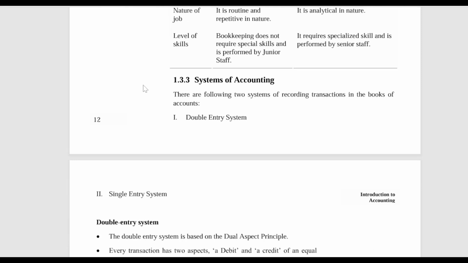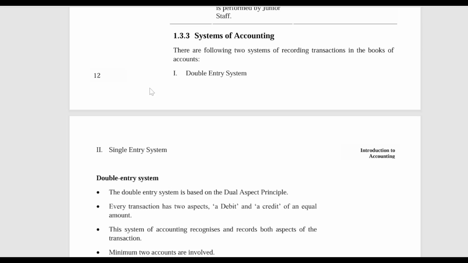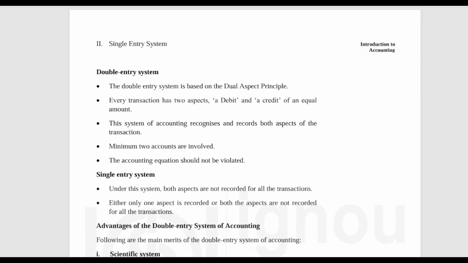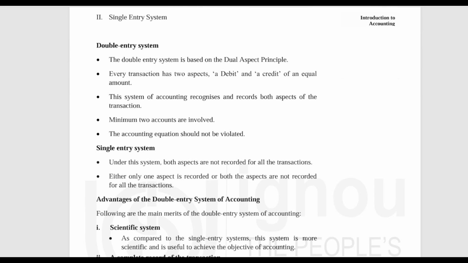System of accounting. There are following two systems of recording transactions in the books of account. One is double entry system, one is single entry system. In double entry system, the double entry is based on the dual aspect principle, and every transaction has two aspects, a debit and a credit of an equal amount. All of you know what is debit and credit, anyway, using the basic account of your savings account. So there is debit also, there is credit also, right? The system of accounting recognizes and records both aspects of the transaction. Minimum two accounts are involved, and the accounting equation should not be violated.